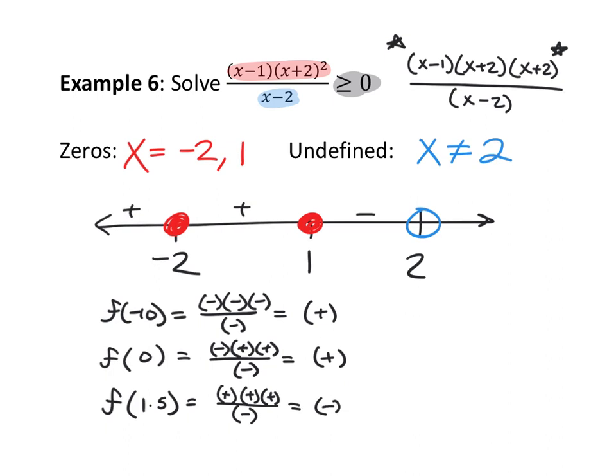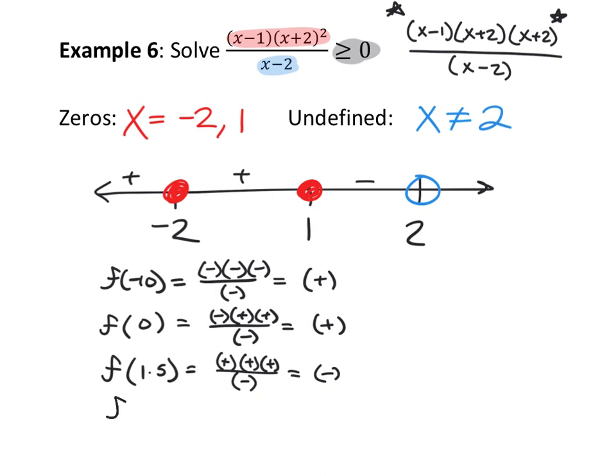The last interval, you can use any number that's bigger than 2. I like to use 10 because it's easy. 10 minus 1 is a positive number. 10 plus 2 is positive. And 10 minus 2 is positive. So that section is positive. What was the actual question again? Greater than. So we want all of these positive sections.